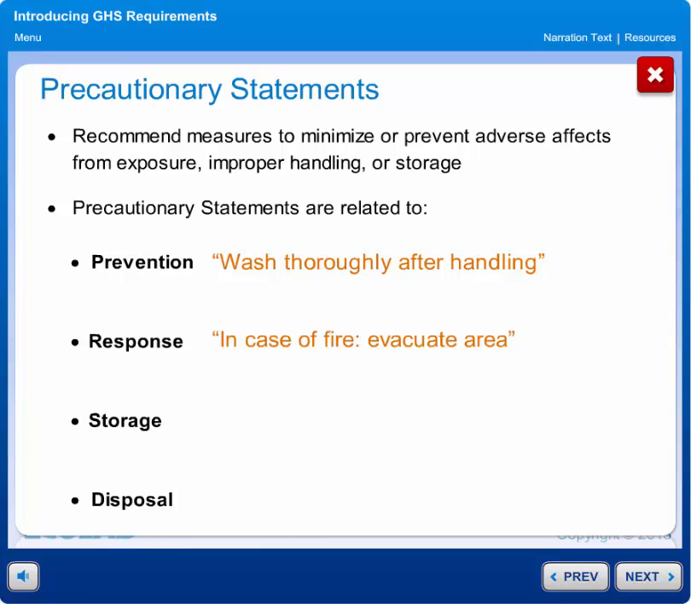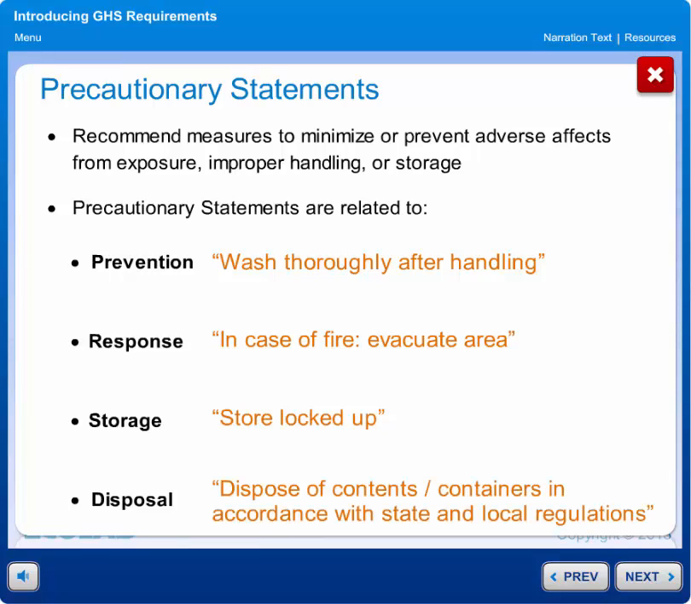In case of fire, evacuate area. This means that time is critical in leaving the area in case of fire. You should be familiarized with emergency exits and evacuation routes away from the building in case of fire or explosion. Store locked up means that it needs to be set aside in a controlled area. Dispose of contents or containers in accordance with state and local regulations.